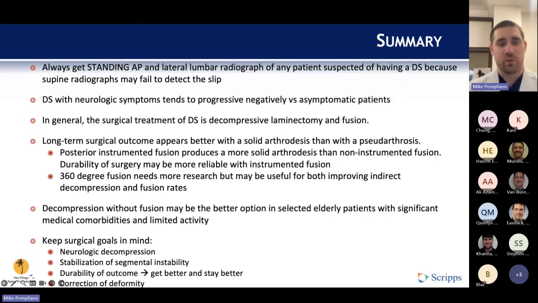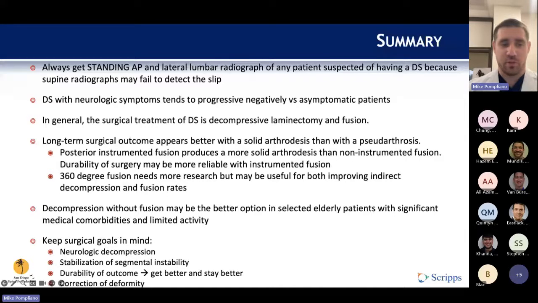Long-term surgical outcome appears better with a solid arthrodesis than a pseudarthrosis, although that may not be present in short-term studies. And then posterior instrumented fusion produces more solid arthrodesis than non-instrumented fusion, which gets to the point about durability of surgery. Decompression without fusion may be a better option in select elderly patients with significant medical comorbidities and limited activities. You'll note a lot of the studies that we discussed showed greater blood loss or perioperative complications, not necessarily long-term improvements, in the decompression group.